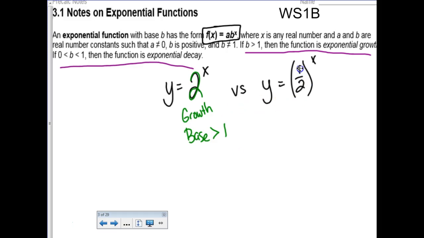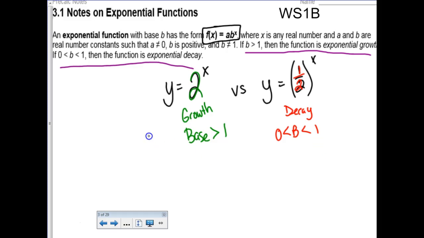However, if you look at the next example, you have a base of 1/2, which means it's exponential decay. And then sometimes kids would say things like, oh, the base is less than 1. It depends on how you define the base. The proper way to say it is that the base is between 0 and 1. So if you have a number between 0 and 1, you have an exponential decay.